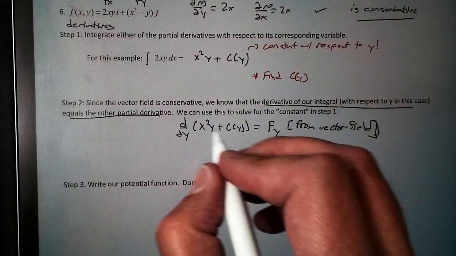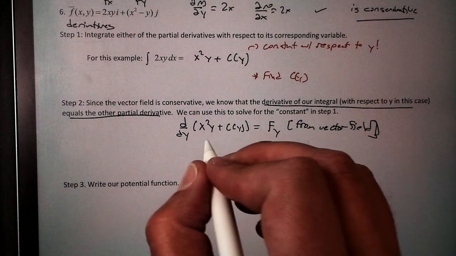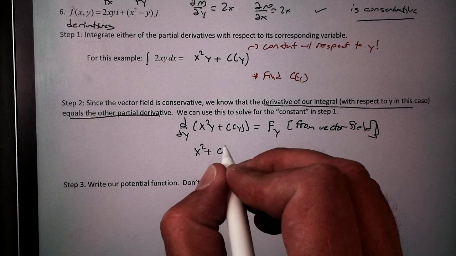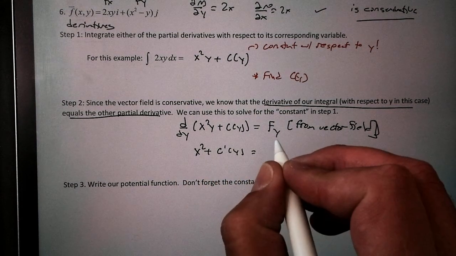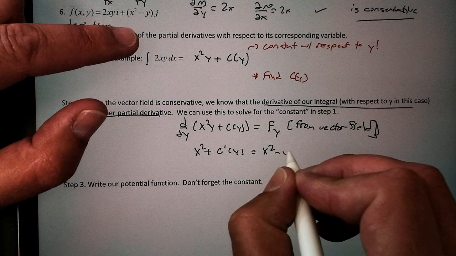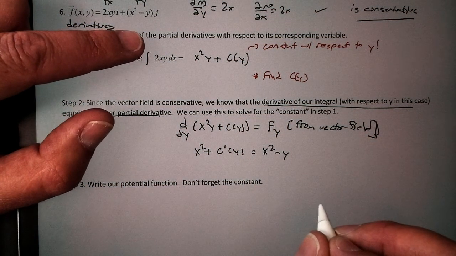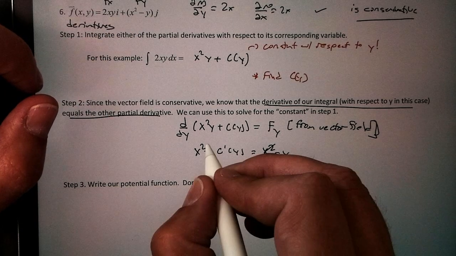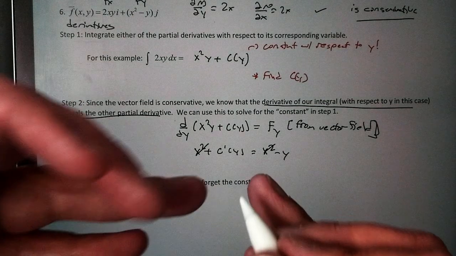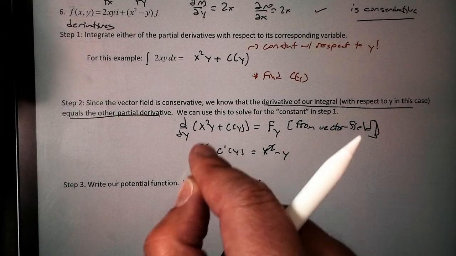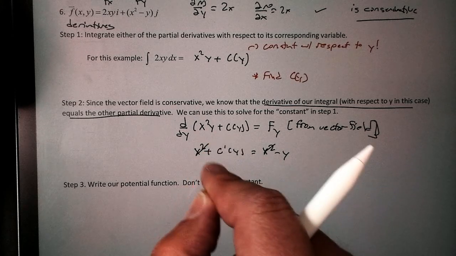So we can just take the derivative here with respect to y, be careful, and we just get x squared plus c prime of y equals, well, f of y here is just this x squared minus y. And there's my partial. So notice the x squareds here cancel, and they better cancel. If they don't cancel, you messed up. The only thing you should be left with here is the c prime of y. That's all you should be left with.